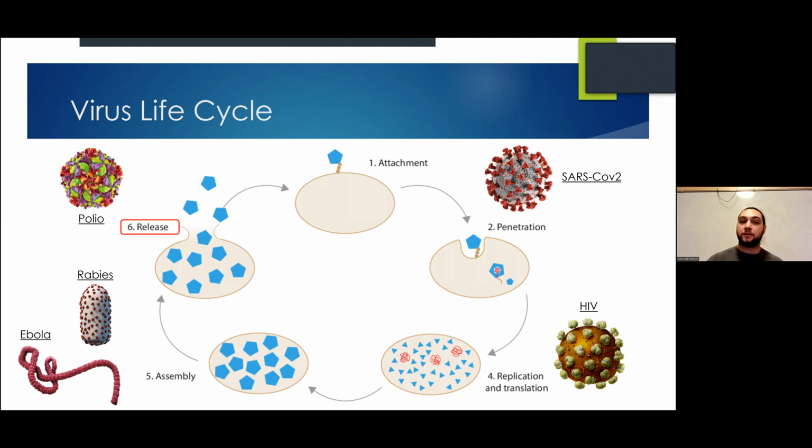And lastly, we have how a virus is released. We have polio here, for example. This is usually a virus that undergoes a lytic exit or a lytic egress from the cell, meaning that it bursts the cell open and it releases all the particles at once.